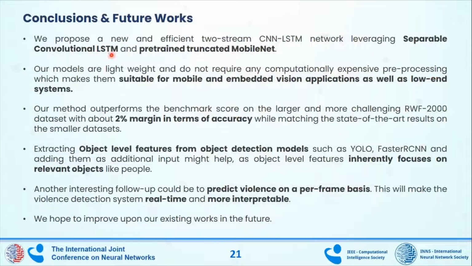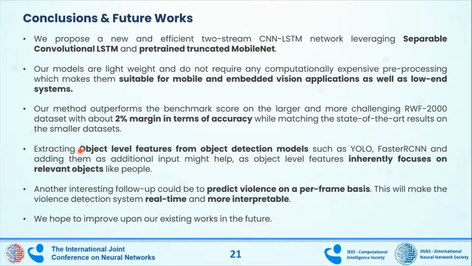In our work, we propose a new and efficient two-stream CNN-LSTM network. We used Separable Convolutional LSTM and pretrained truncated MobileNet. Our models are lightweight and do not require any computationally expensive preprocessing, which makes them suitable for mobile and embedded vision application as well as low-end system. Our method outperforms the previous benchmark score on the larger and more challenging RWF 2000 dataset with more than 2% margin.